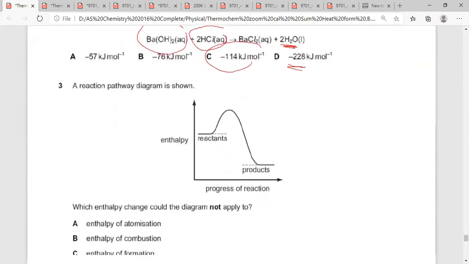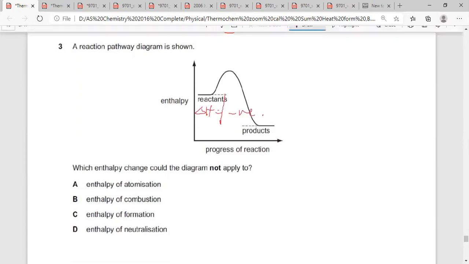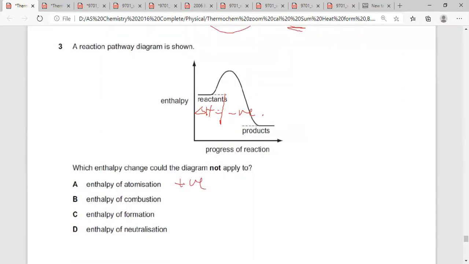Now here's another one which they ask like that. Remember this pathway. Neutralization is always exothermic. Atomization is always endothermic, because you always need energy to break bonds. It's always positive, because whether solid, liquid or gas, to form gaseous atoms you must break bonds. Combustion is always negative. Formation can be positive or negative. Neutralization is always negative. This one here comes up, so obviously it cannot apply here.